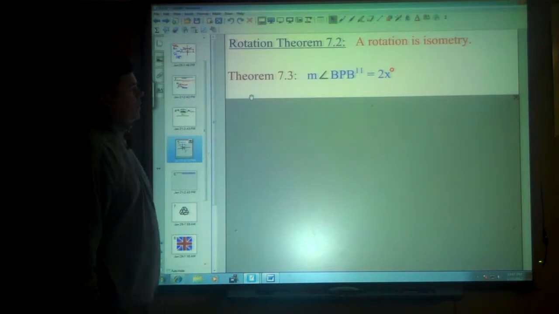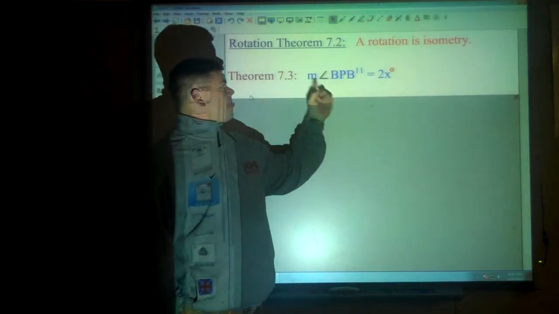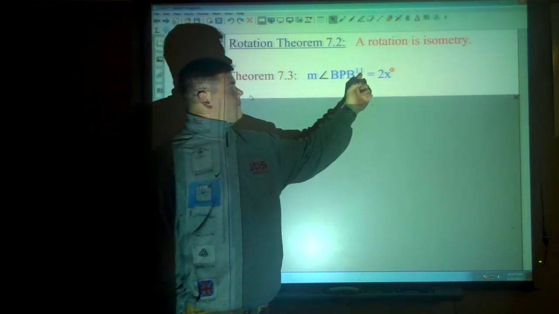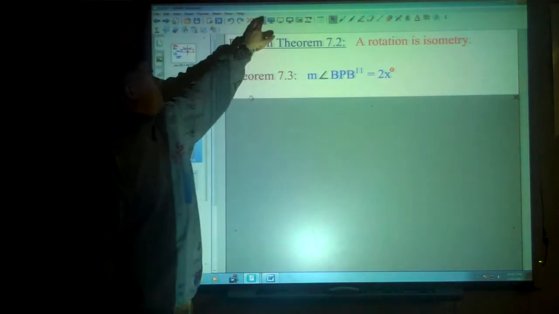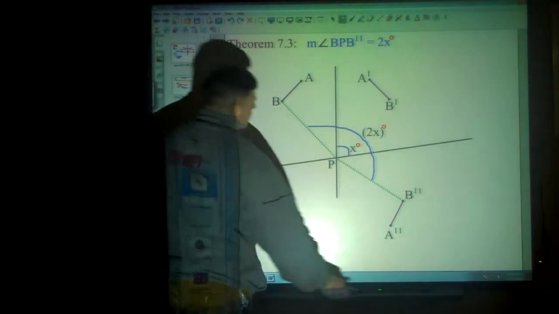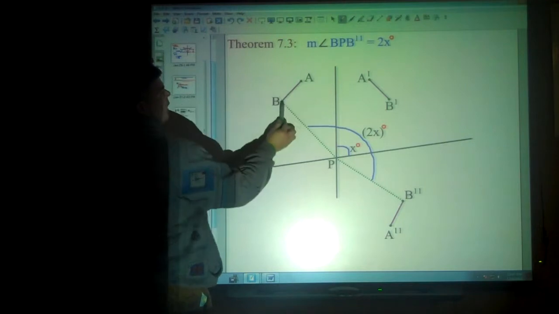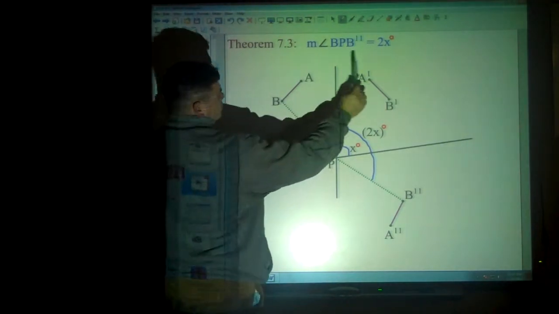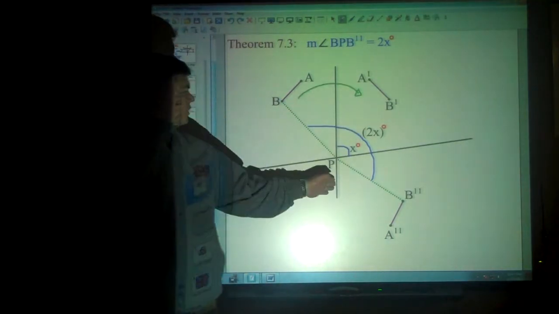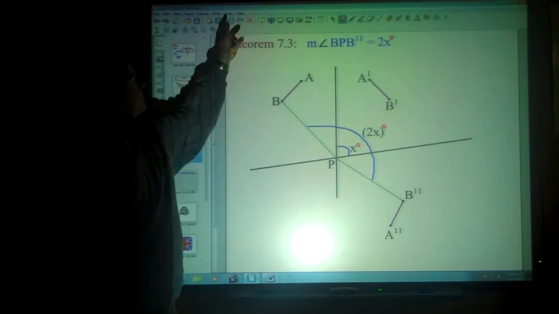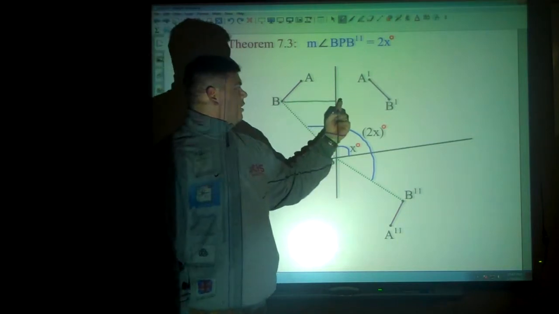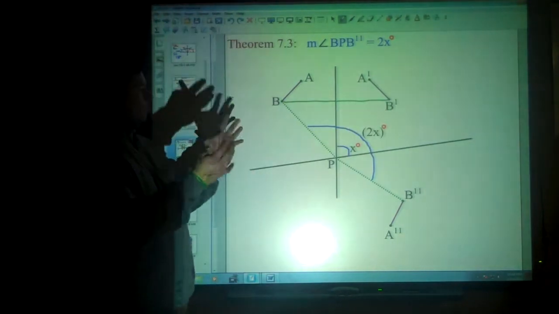So here we have a situation. Theorem 7.3 states that the measure of angle B to P to B double prime is equal to 2x. So let's look at the diagram. This is kind of a crazy diagram. This is our beginning image, and you can tell because it has no primes on it. Then the image was moved over here, probably by reflection. It looks like it was reflected over this vertical axis. So now we have A prime, B prime. Nothing's happened except that the distance from here to here is the same as the distance from here to here. So that's like reflection.